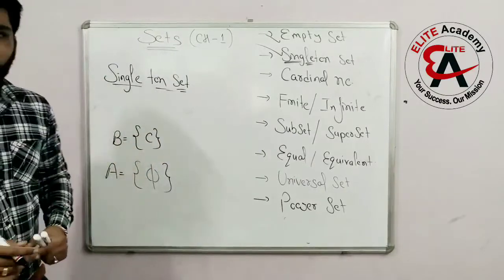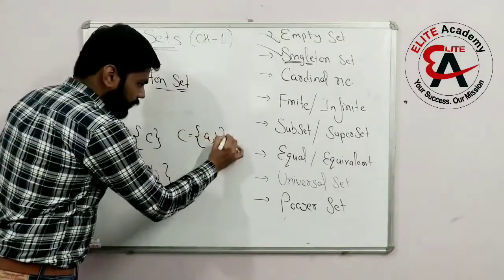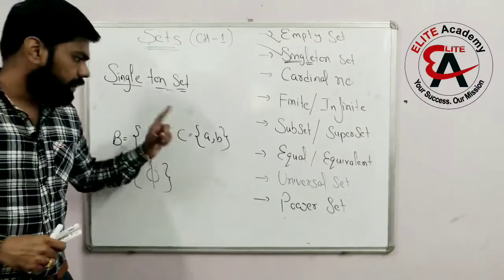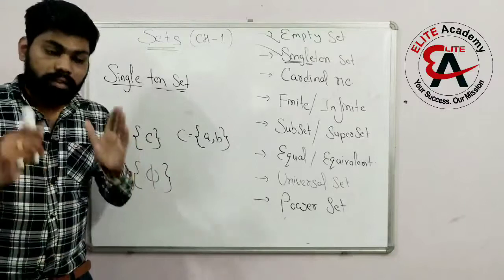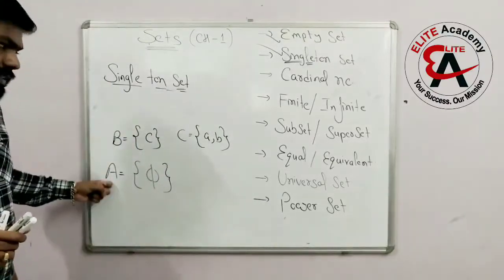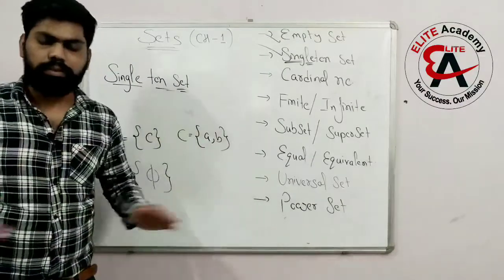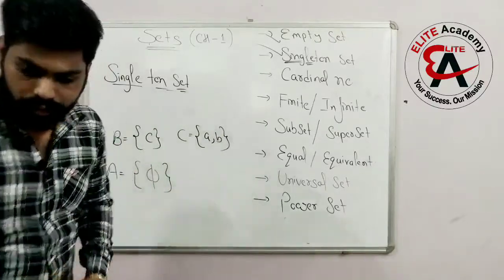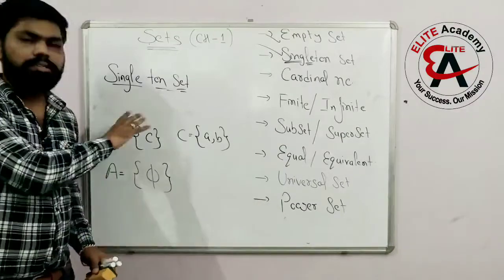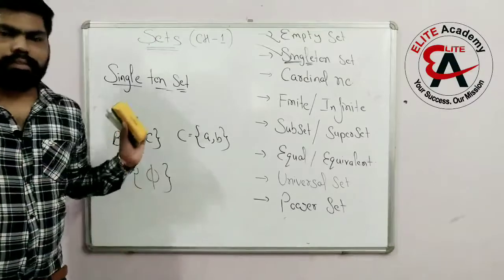How many elements are there? 1. Now I'm writing this. How many elements are there? 2. So if a set contains 2 elements, that's not a singleton. When will a set be a singleton? When it contains only 1 element. That means B and A are singleton sets, whereas C is not a singleton set. It is some other set, but not a singleton set. Is that clear or not? So what is a singleton set? Which contains only 1 element, and there is no special representation for this. Just write 1 element. That's a singleton set.